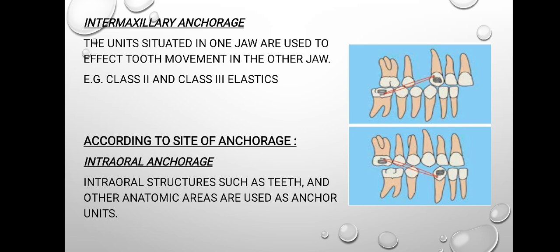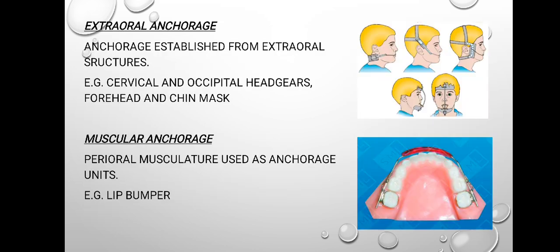Now we'll see according to the site of anchorage. Intraoral anchorage: intraoral structures such as teeth and other anatomic areas are used as anchor units. Extraoral anchorage: anchorage established from the extraoral structures is called extraoral anchorage. Example, cervical and occipital headgear, forehead and chin cups. Muscular anchorage: perioral musculature used as anchorage units. Example is lip bumper.